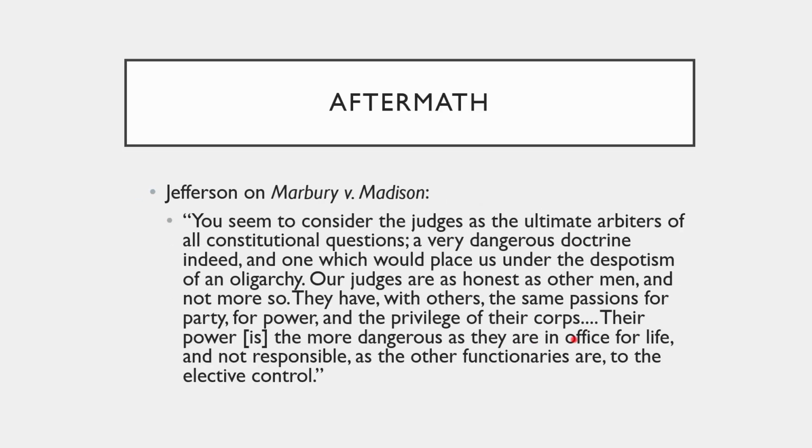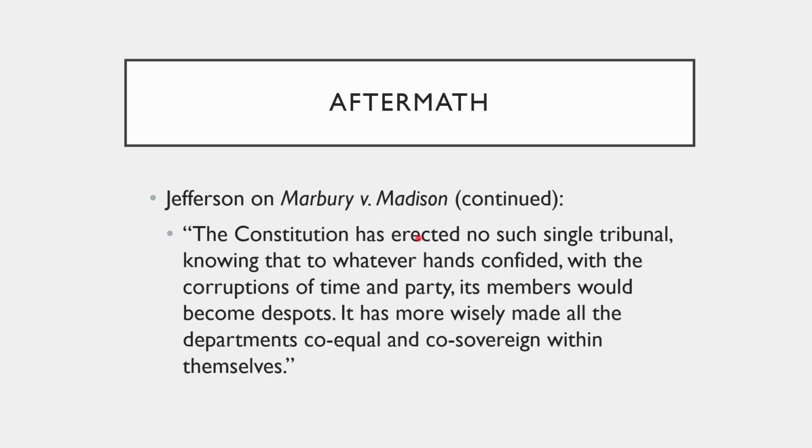Jefferson goes on to talk about how judges are dangerous and shouldn't be the ultimate arbiter of constitutional questions because they have life tenure. Jefferson goes on, the Constitution has erected no single tribunal. It has more wisely made all the departments co-equal and co-sovereign within themselves. Okay, that's an interesting statement.